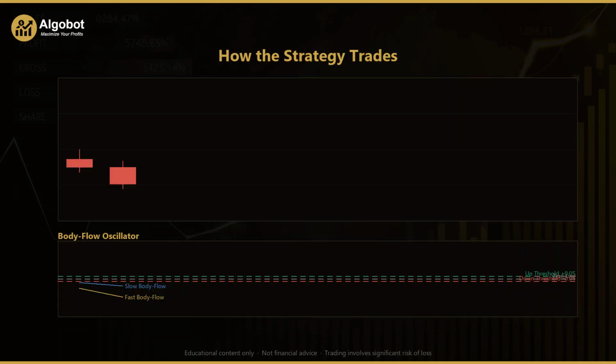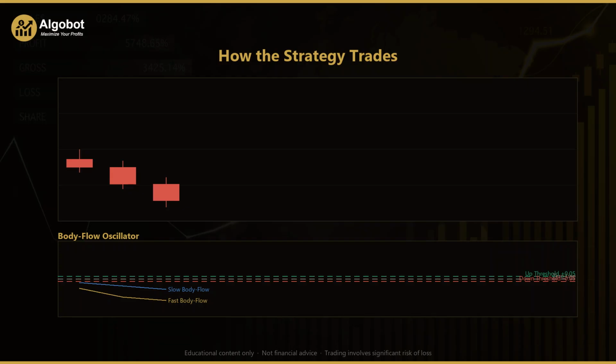Let's bring this to life on the chart, walking through a long trade and then a short trade in sequence. Notice the subpanel below the candles. That's the body flow oscillator with a gold fast line and a blue slow line, plus dashed threshold references at positive 0.05, at 0, and at negative 0.05.